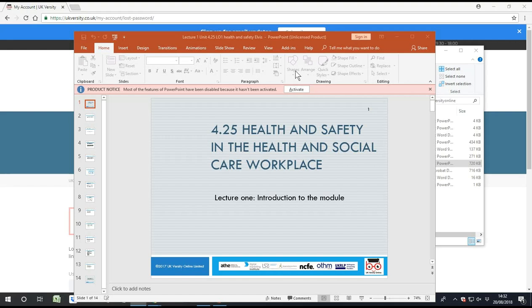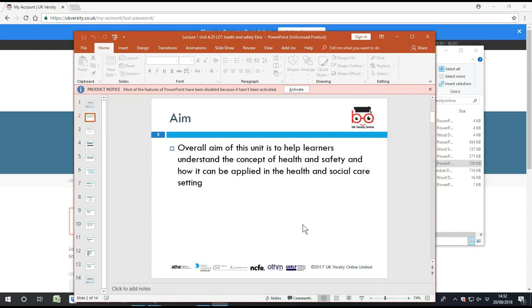So we'll first look at the aims of the module. The main aim of this unit is to help all learners understand the concept of health and safety and how it can be applied in the health and social care setting, irrespective of where you are working.